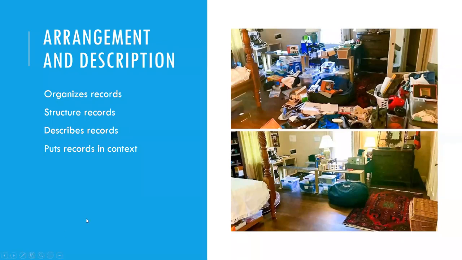So again, generally speaking, arrangement and description organizes records, it structures records, it describes records, and it puts records in context. So you might have a collection that resembles a really cluttered and unkempt room, and then through this act of organization and structure and description and providing context to the records, you put everything in a nice, neat, precise, descriptive output that researchers can go and consult when they want to learn more about a set of records.